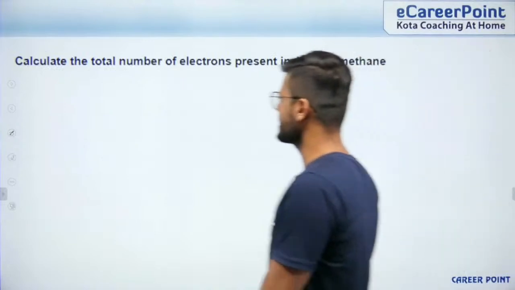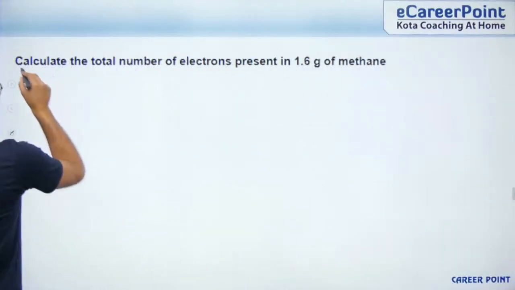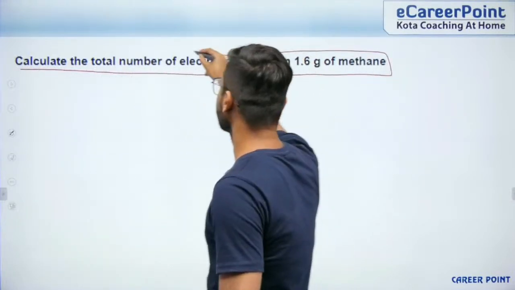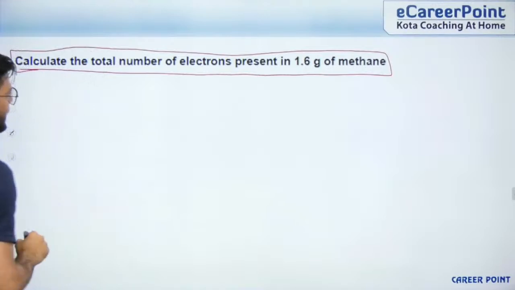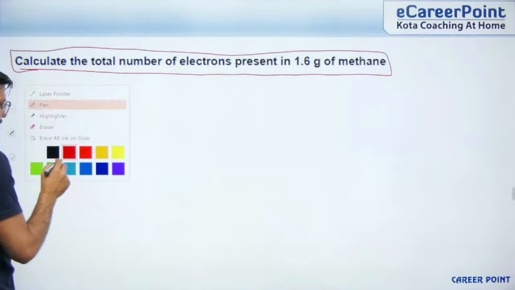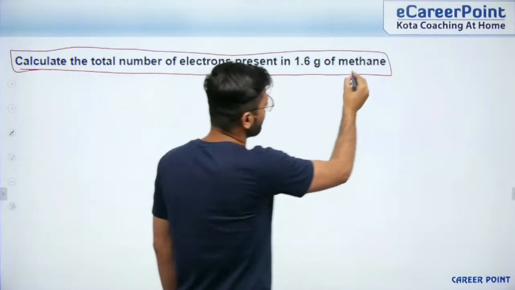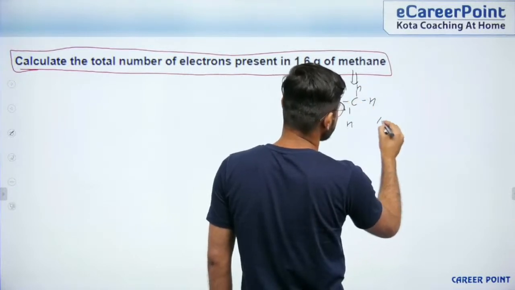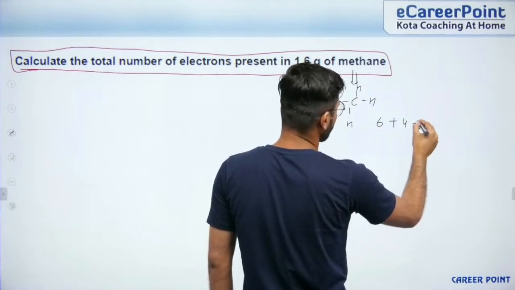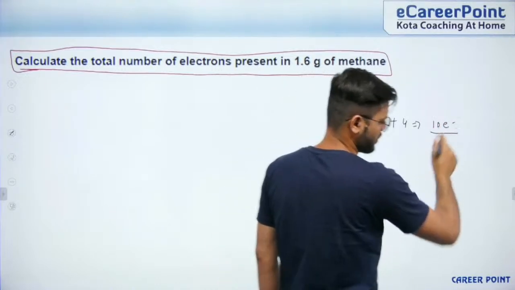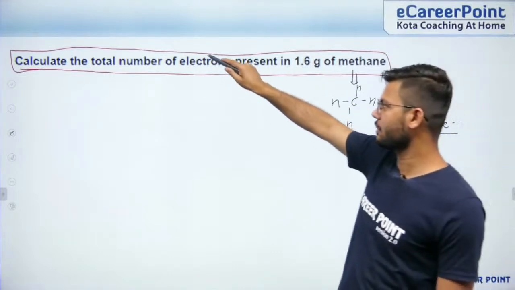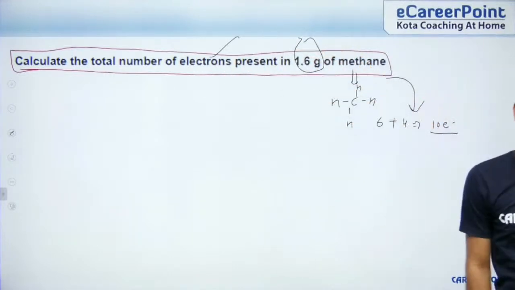Okay, so next question is, calculate the total number of electrons present in 1.6 gram of methane. Try it. I am just letting you know, 1 methane has 6 electrons of carbon and 4 electrons of hydrogen, so in total it has 10 electrons. So 1 methane has 10 electrons. Now you need to tell the total number of electrons present in 1.6 gram of methane. Do it.